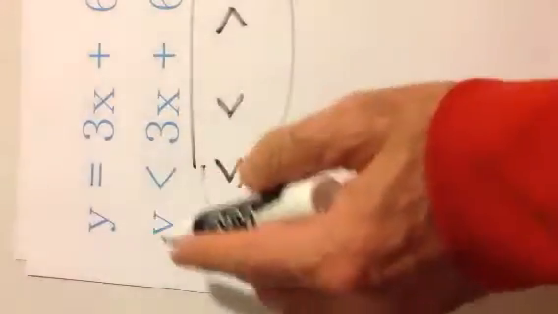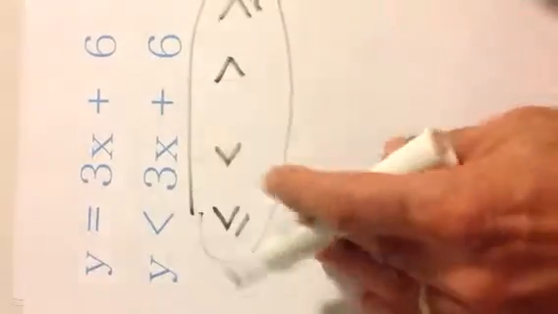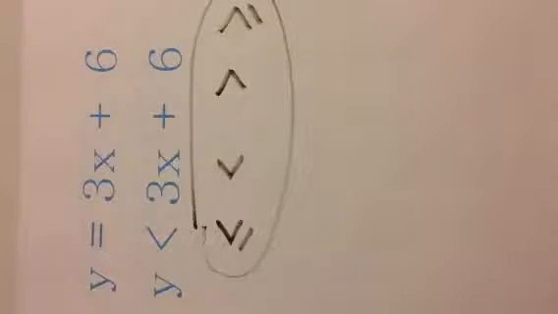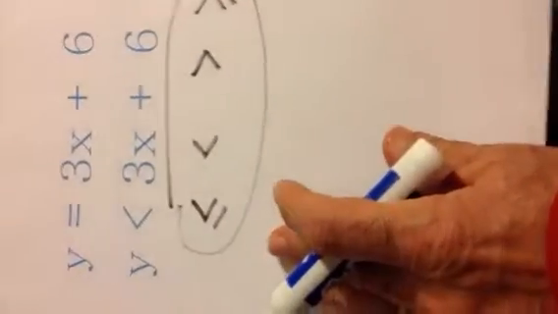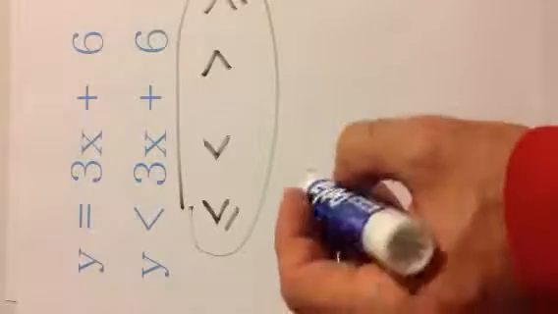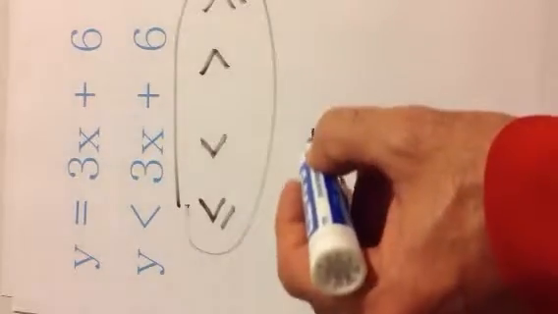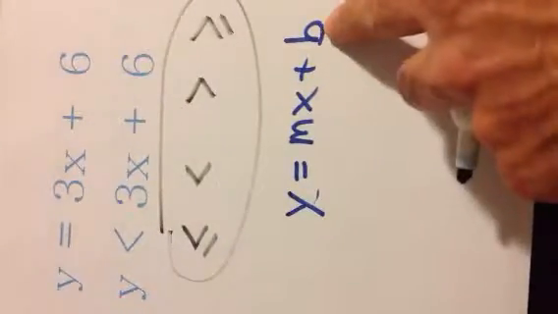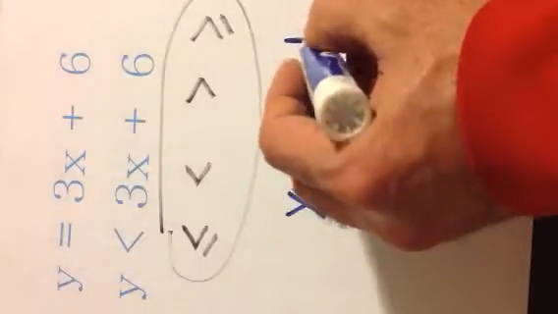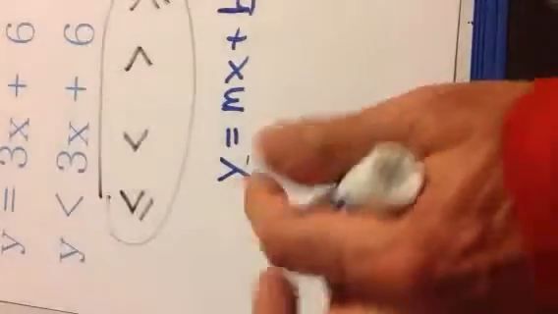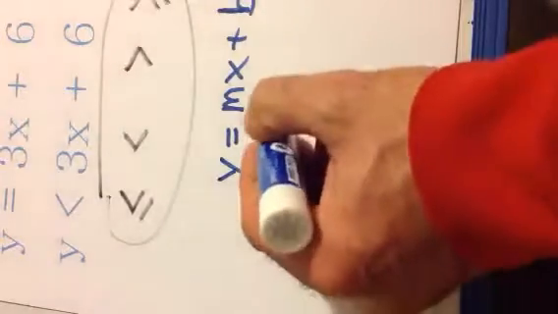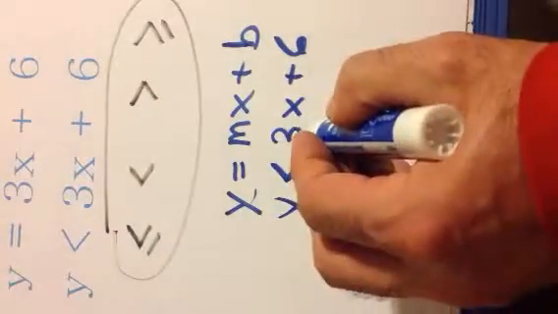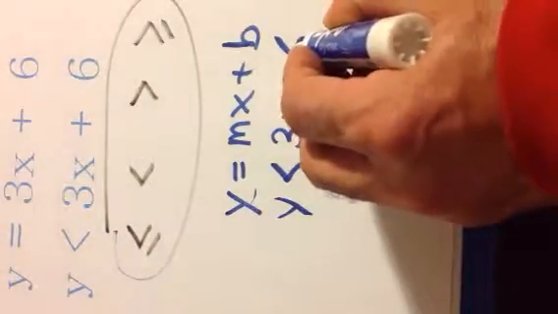In this case here, we're saying that y is less than 3x plus 6. So when we have a linear equation, we're saying y equals mx plus b. And b is the y-intercept. That's where the line will cross, the y-intercept. And m is the slope. So in this case, we have y is less than 3x plus 6. So 3 is the slope, and it crosses at 6 on a graph.